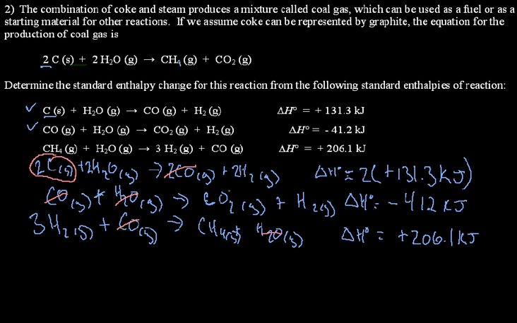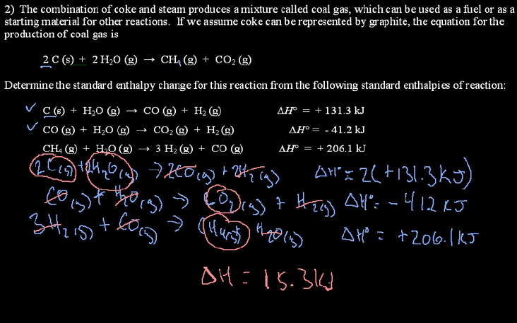And then let's take a look at our carbon dioxides. We've got a carbon dioxide over here, nowhere else. We have 2 hydrogens up here, but we've got 3 hydrogens. Actually, we have 3 hydrogens here, so they're going to cancel. And we're left with water and carbon to produce carbon dioxide and methane. And if we add these up, we should end up with a delta H of 15.3 kilojoules. That's this problem.